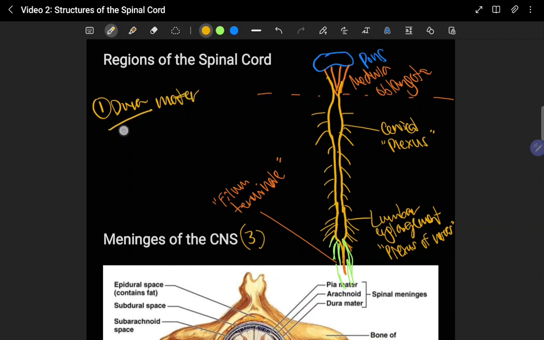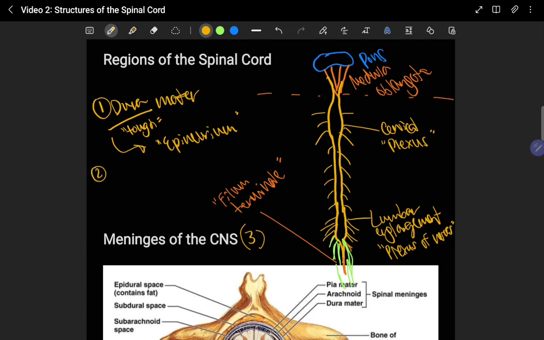Dura means tough. Think durable. It's tough, it's long lasting. So this is going to be that tough, fibrous outer coating. And the dura mater is significant because not only does it coat the brain and the spinal cord, but the continuation of the dura mater is what is going to form the epineurium surrounding all of our nerves in the body. So this is not just something we should associate with the central nervous system.